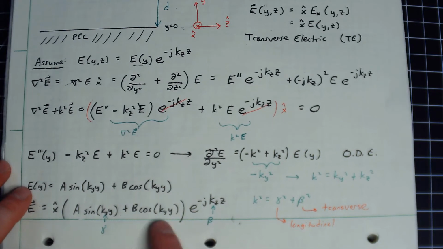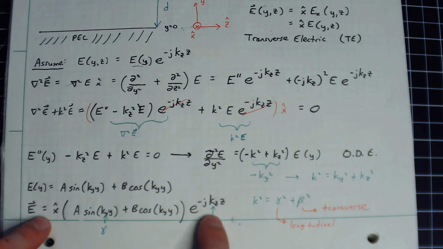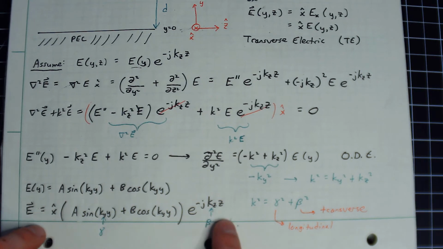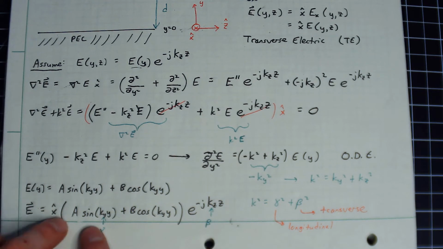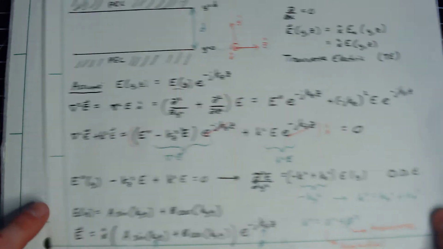Because I haven't really narrowed things down much. This is just the solution that comes out of the Helmholtz equation if I assume my z dependence in this form. But I don't really have any clue what these a's and b's are supposed to be. So for that, we now have to impose boundary conditions.